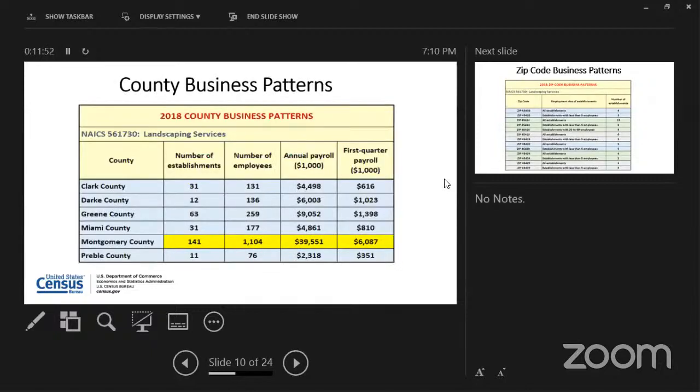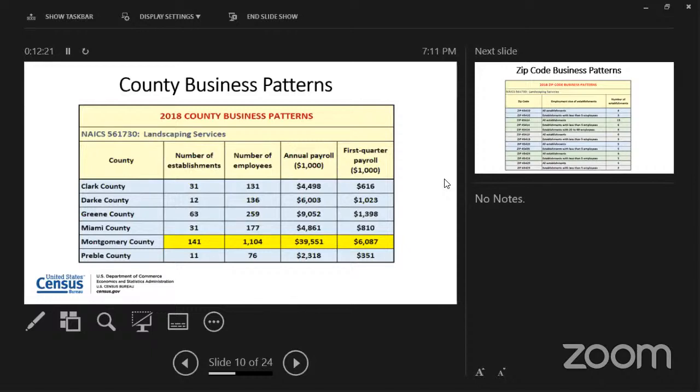So here's County Business Patterns. What I did here was I took 6 counties in Southwest Ohio and I pulled the County Business Patterns data for those counties just to show you what it entails. You can see this is for landscaping, and I highlighted Montgomery County. Those are highlighted because those are the highest values in the table.